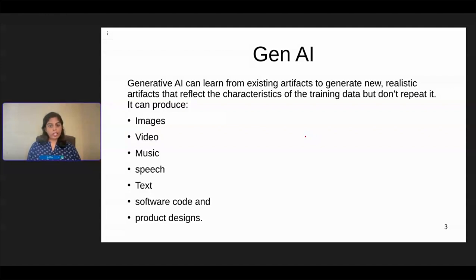And then it could generate videos based on what you ask, music, speech, text, even software code, right? And now it can do product designs also. So you just tell your requirement and it's going to come up with designs. The beauty of it is, the first time you ask, it gives you a design. The second time you ask, it gives you another design, which opens up your thinking process, right? So you look at multiple designs and see which one is best suited for you. So generative AI is that, right?